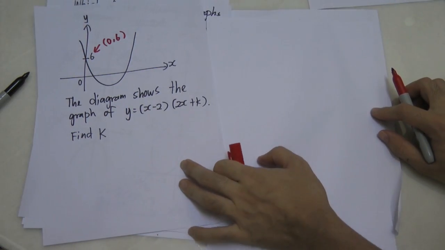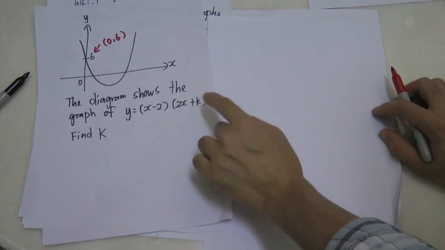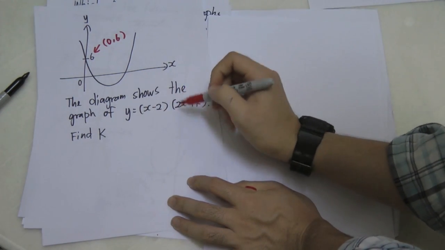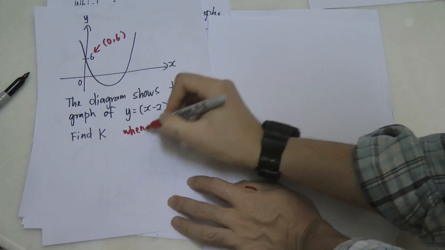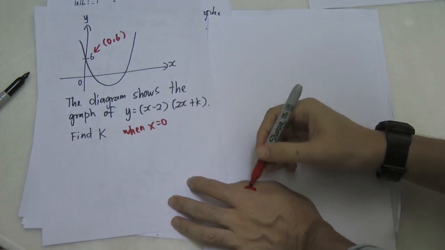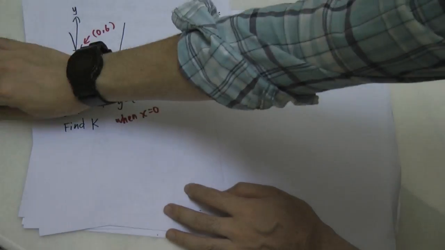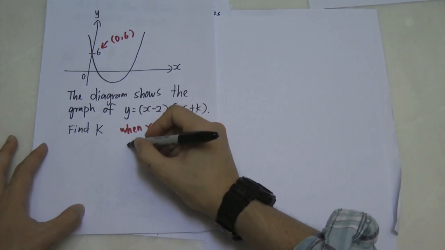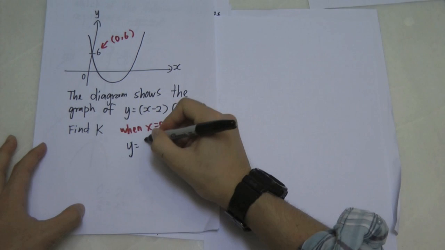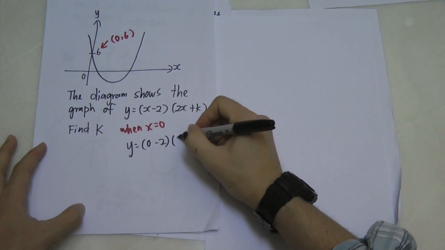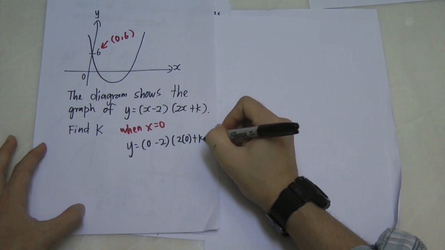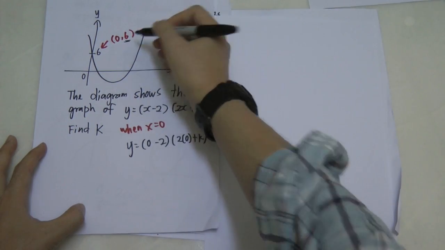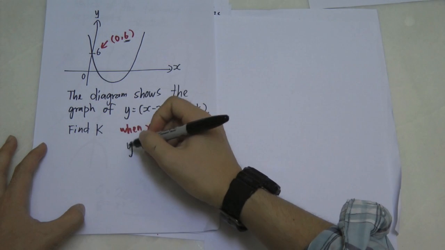In order to find the value of k, what you can do is substitute 0 for all the x. When x equals 0, you can solve it easily. So when x equals 0, y will equal (0 minus 2)(2(0) plus k). From here, what is the y value? The y value is 6. This is one of the coordinates, right? So I change the y value to 6.